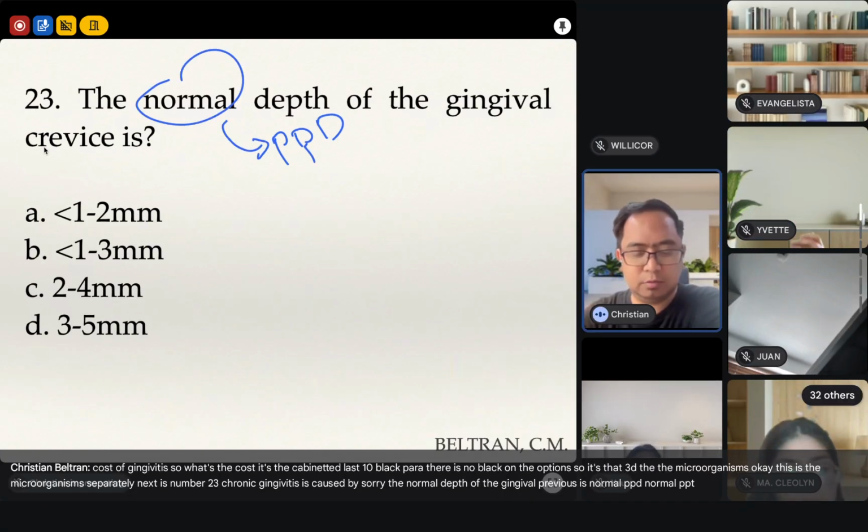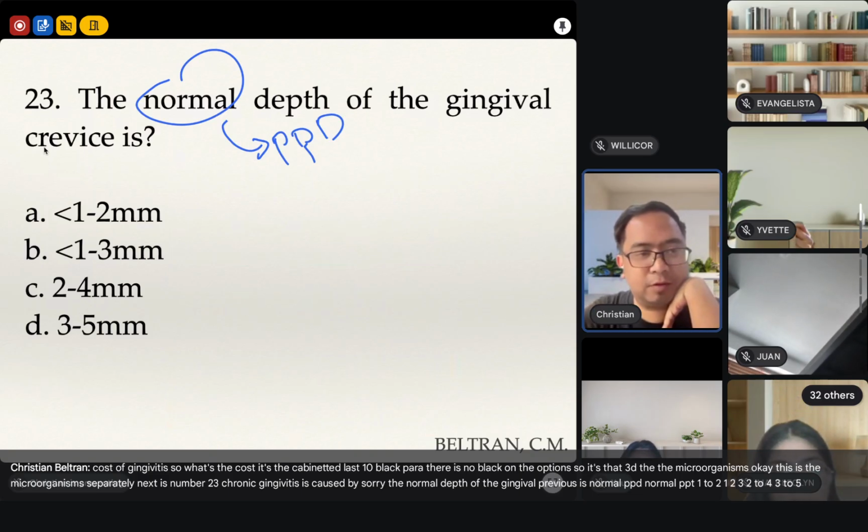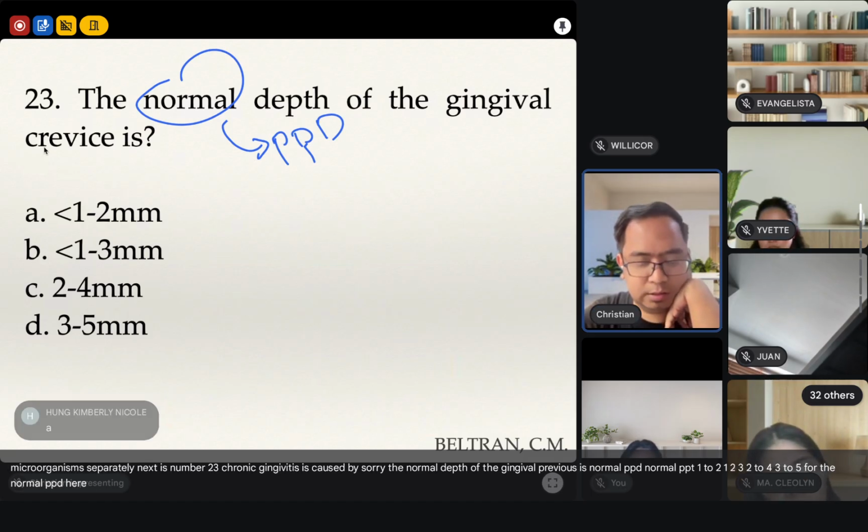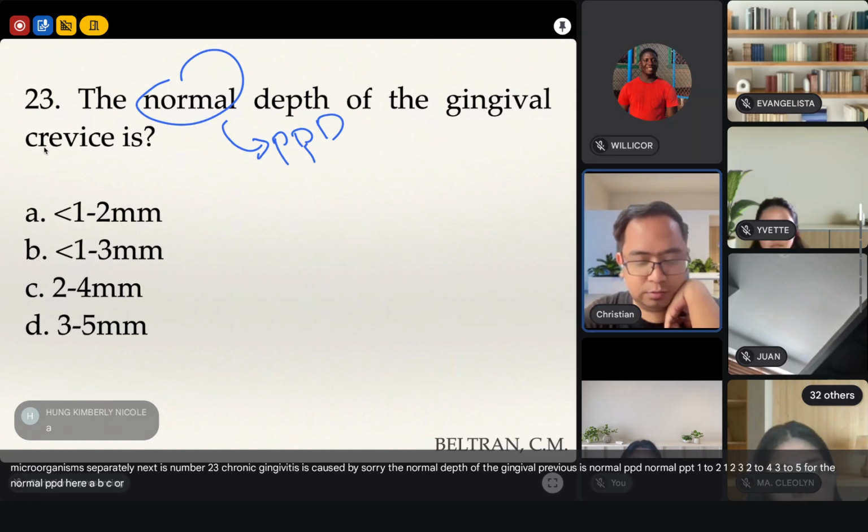Normal PPD. 1 to 2, 1 to 3, 2 to 4, 3 to 5. What's the normal PPD here? A, B, C, or D? Normal PPD.